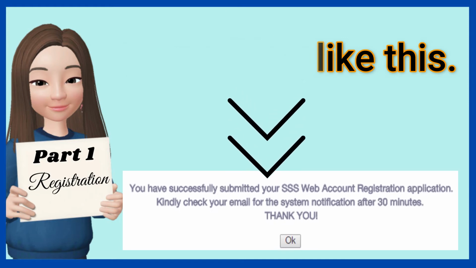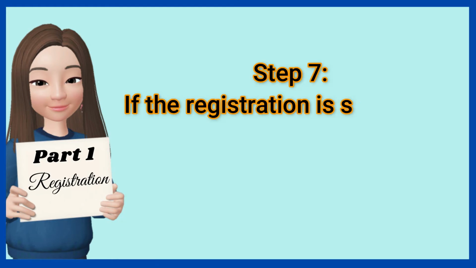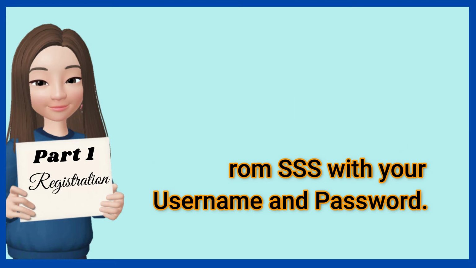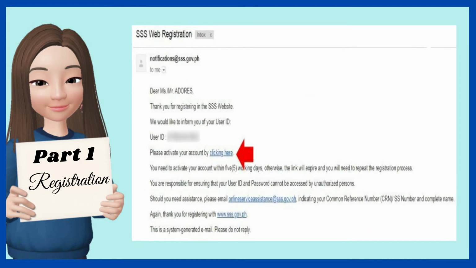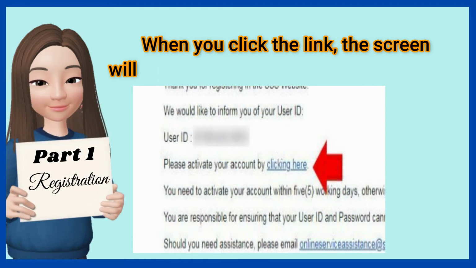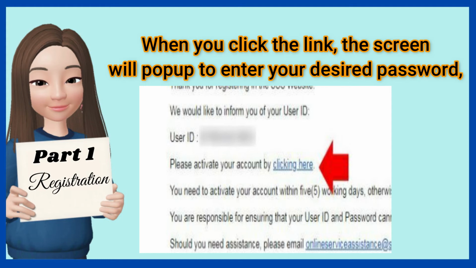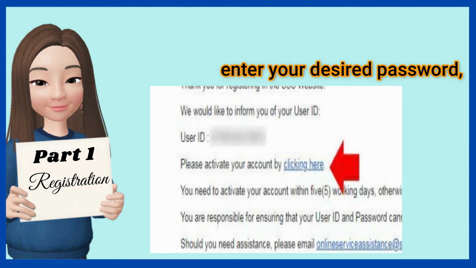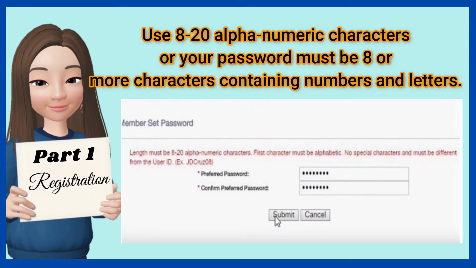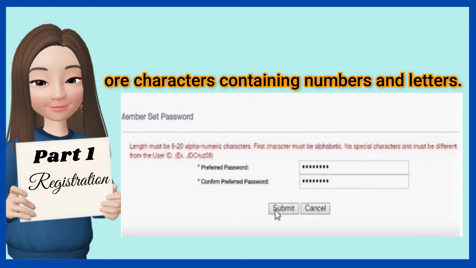Step 7. If the registration is successful, you will receive a confirmation email from SSS with your username and password. When you click the link, a screen will pop up to enter your desired password. Use 8 to 20 alphanumeric characters, or your password must be 8 or more characters containing numbers and letters.